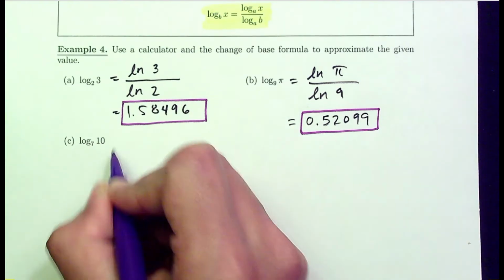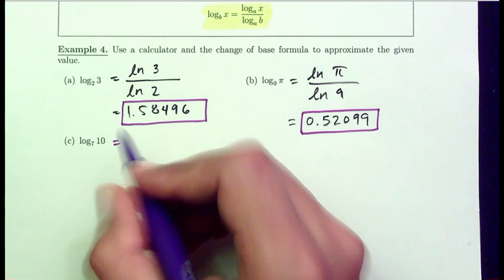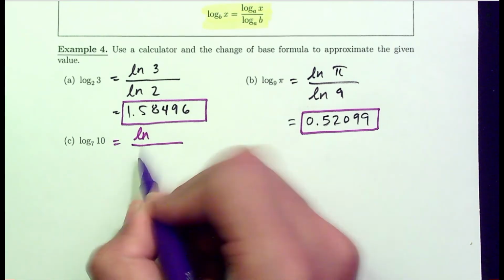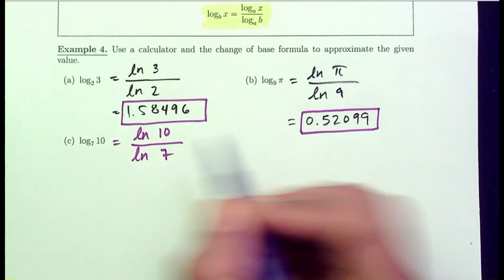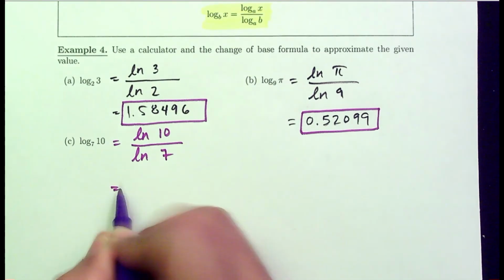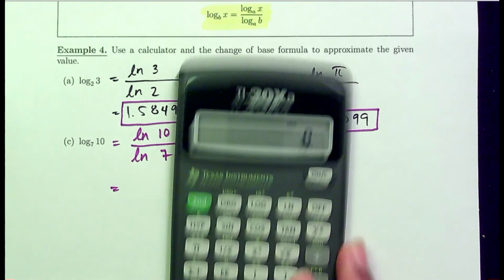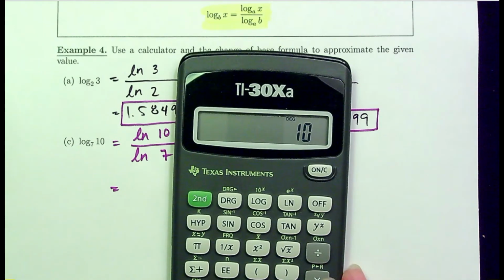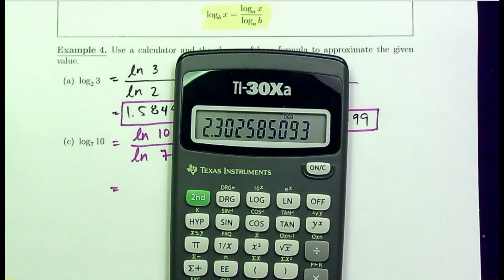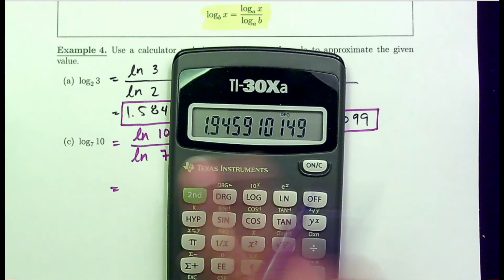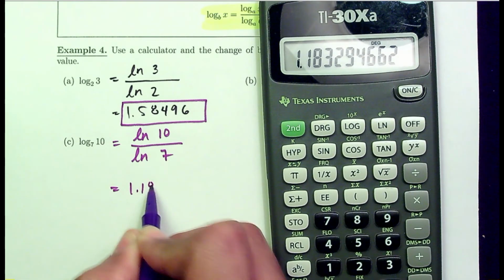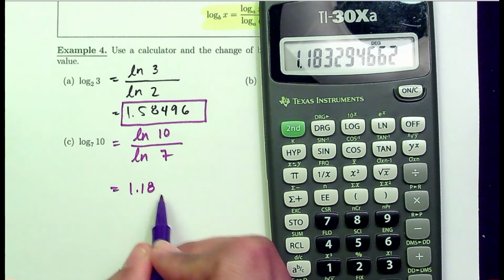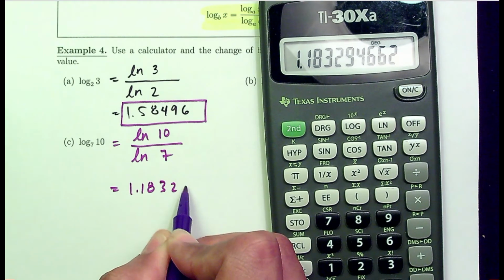Alright, so this is going to be ln. On the top, you put a 10. On the bottom, you put a 7. And now I can enter that in the calculator. This is ln of 10, divided by ln of 7. So that's the ln of 7. And then equal sign, and you get 1.183.